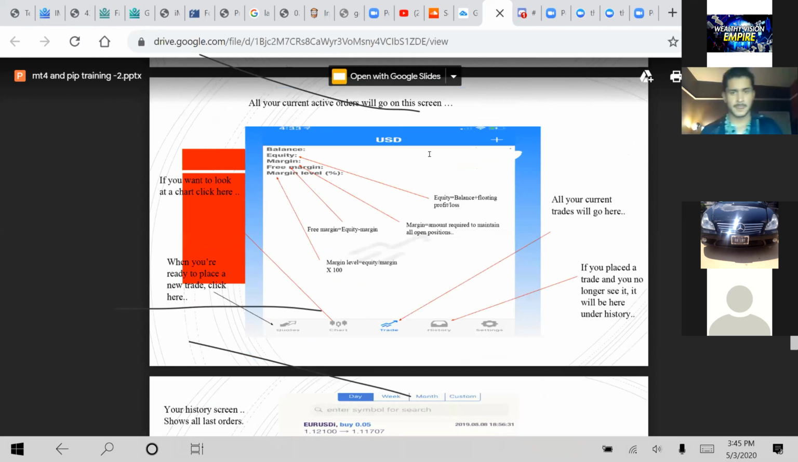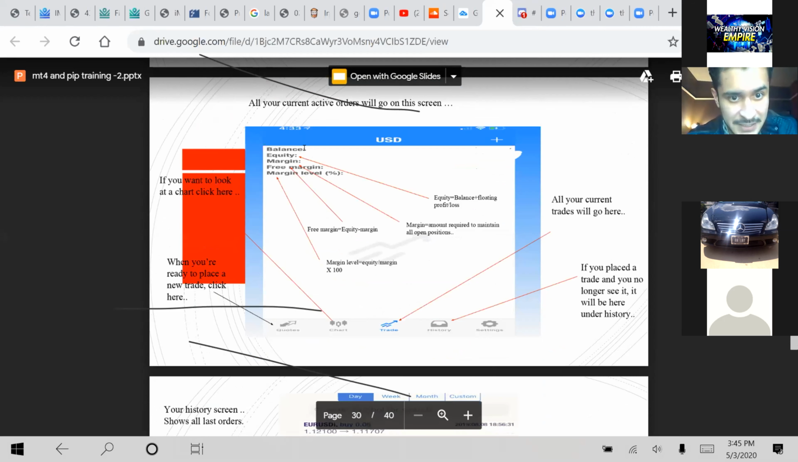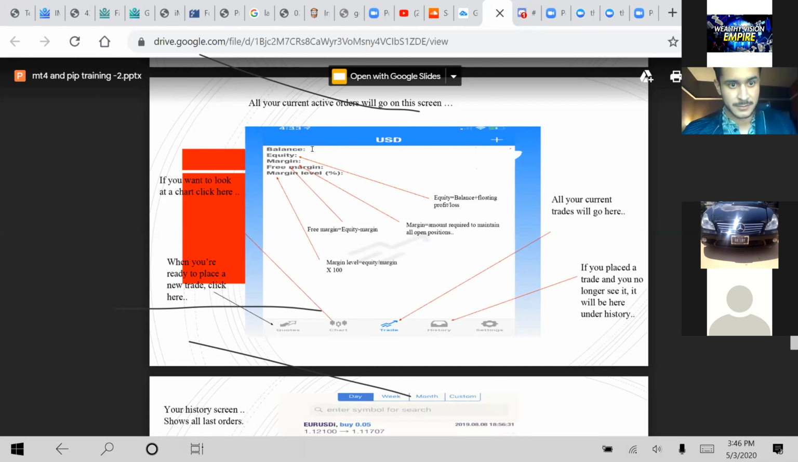Let's see. And here, this is where all your current active orders will go, right? So right here, depending on what your balance is, this will display your balance. And as soon as you enter an order, your equity is going to fluctuate, right? But after you complete that transaction, your equity becomes your new balance. All right, everybody get that?